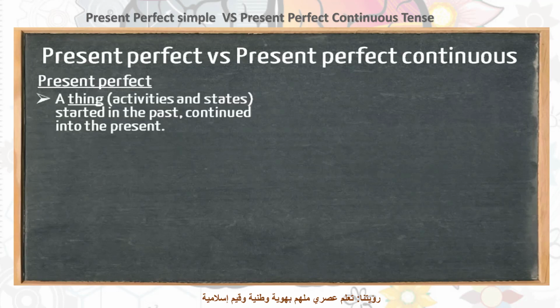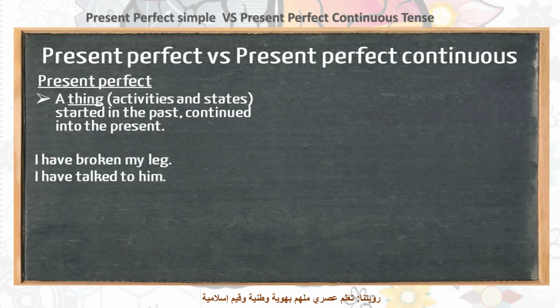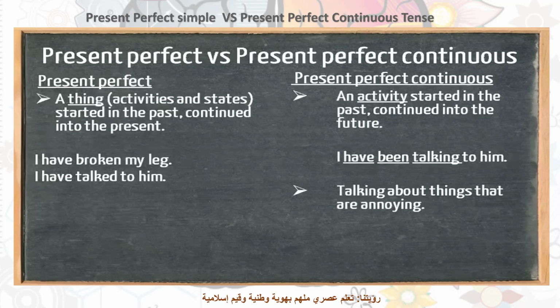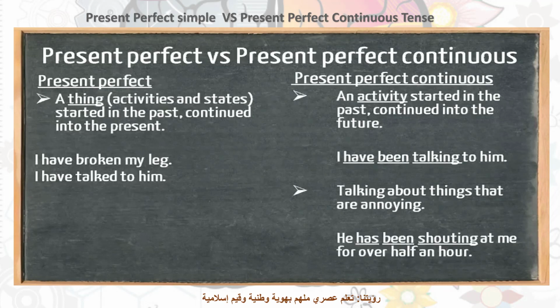A present perfect is used for a thing which can either be an activity or a state which started in the past and has continued into the present. For example, I've broken my leg and I've talked to him. A present perfect continuous is used for an activity that started in the past and continued into the future. For example, I've been talking to him. We cannot say I've been breaking my leg. We also use the present perfect continuous when talking about things that are annoying. He has been shouting at me for over half an hour.